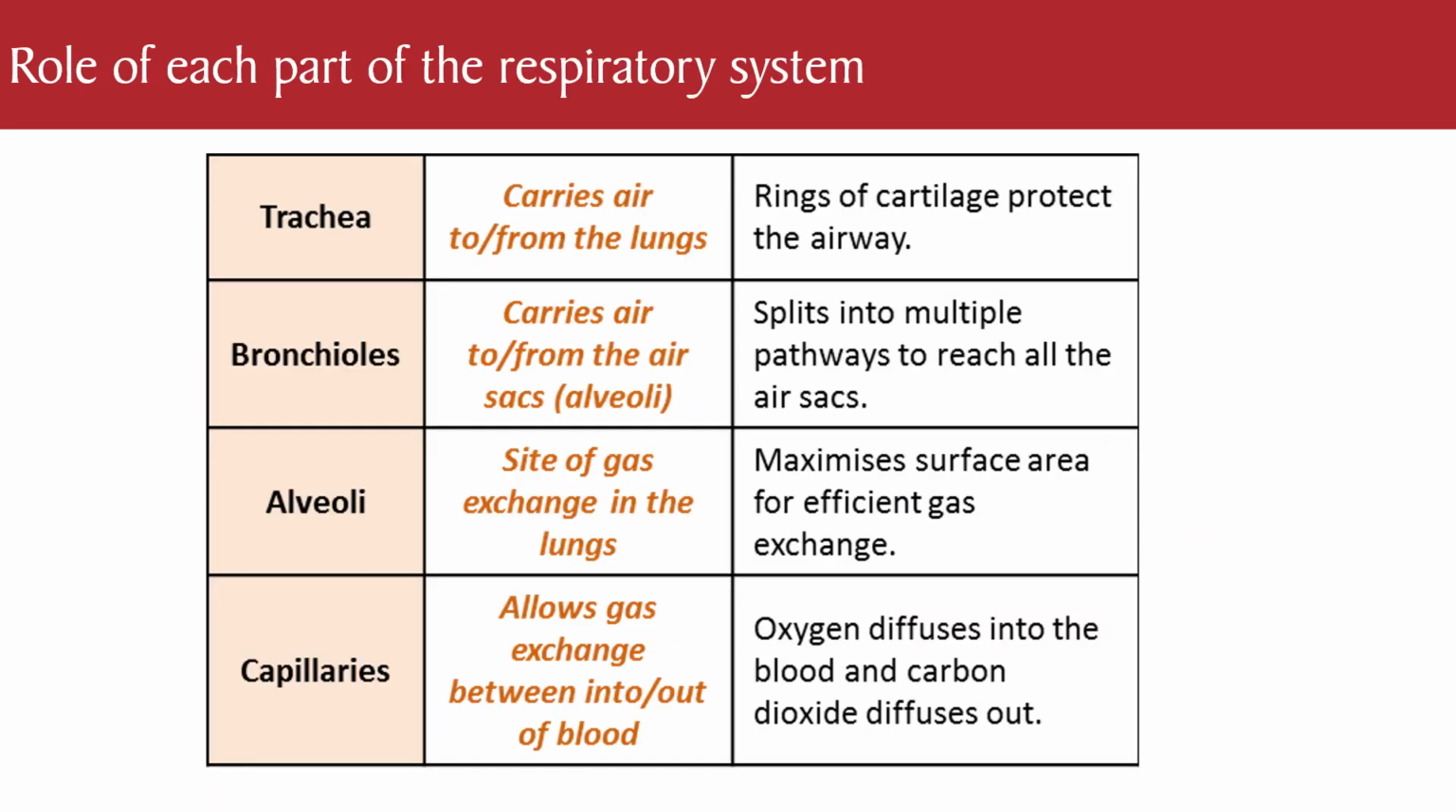These are then the jobs of each part. We've got the trachea, which takes air to the lungs, and it has rings of cartilage to stop it collapsing. We've got the bronchus, which is the dividing point. Then the bronchioles, which split into many different pathways to get air to the alveoli. The alveoli are the site of gas exchange, and the capillaries, there are loads of them, take away the oxygen and deposit the carbon dioxide.